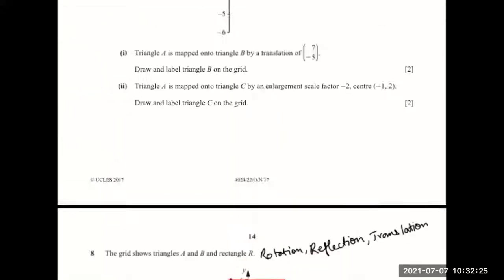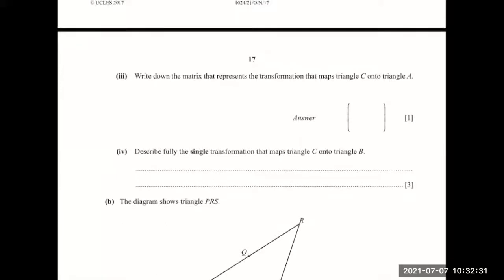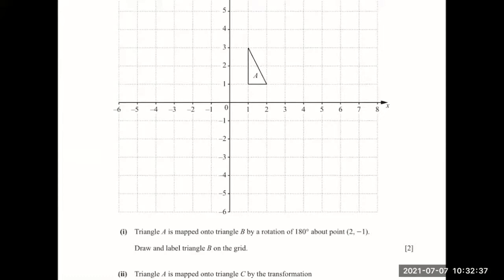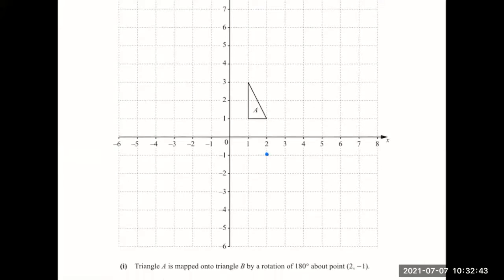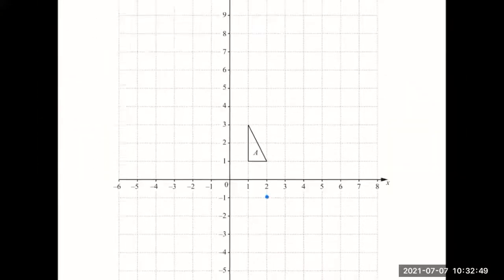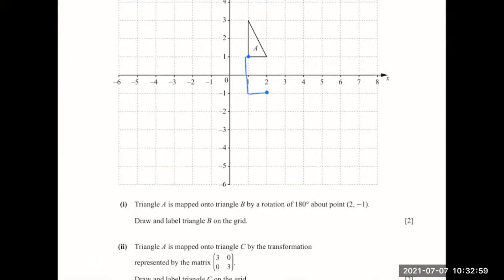Okay, let's look at another one that said 180 degrees about the point (2, minus 1). Let me just first mark the point (2, minus 1). What was the rule for 180 degrees? It was AB becomes minus A, minus B. Okay, so I'll start counting this one and I'm going to say that this distance is (minus 1, 2). So it's going to become (1, minus 2). So (1, minus 2).